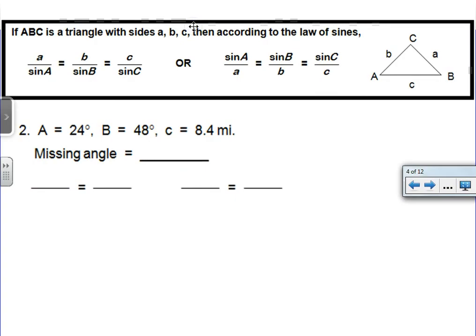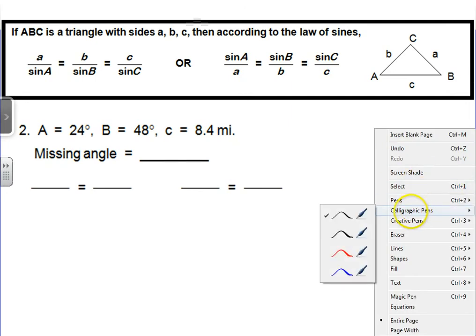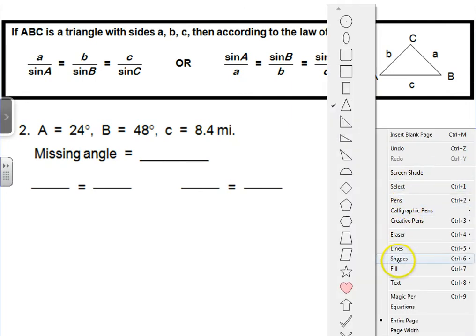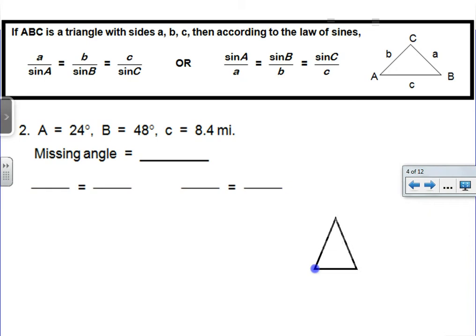So beginning with problem number 2 now. Go ahead and draw yourself a little triangle of generic style. Where are we at? And you're going to label it A, B, and C. You can put your A, B, and C anywhere, as long as you fill out the triangle appropriately.